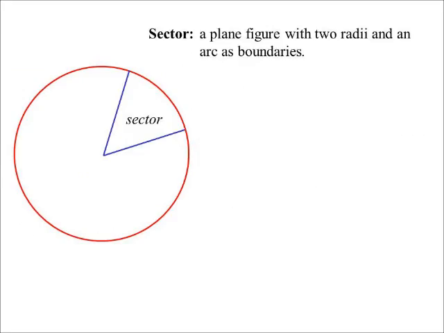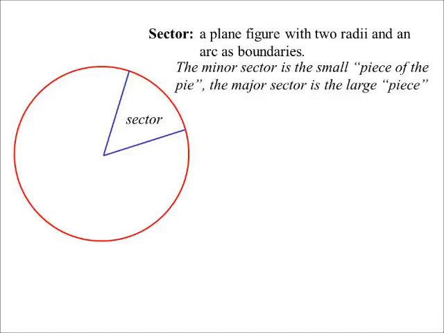Sector, a piece of pie, some people think of it as, but it's a shape. Its boundaries are 2 radii and an arc. Again, I've actually drawn in 2 sectors there. There's the minor sector that I've labelled sector, but then the other piece is a major sector. And again, we would assume the minor sector unless they specify otherwise. So the minor sector is the piece of pie. The major sector would be if you're greedy.